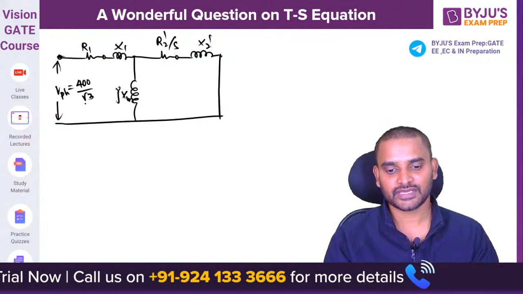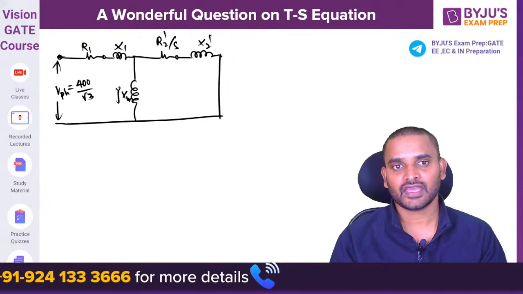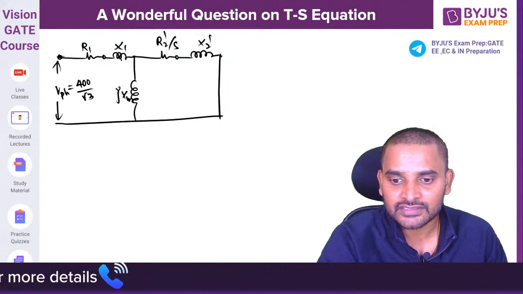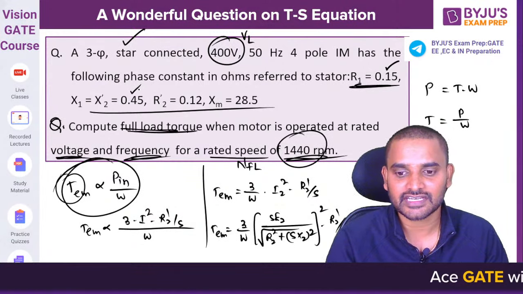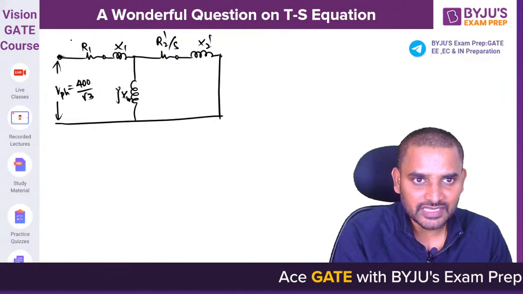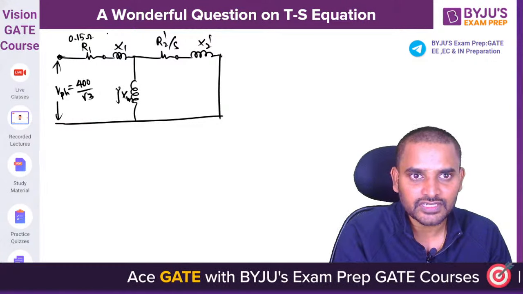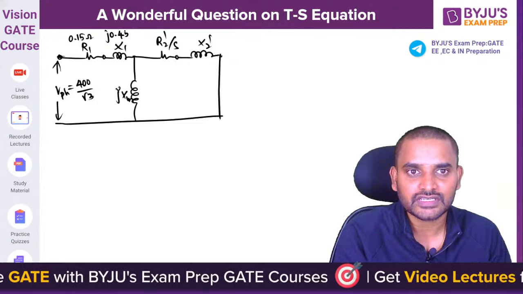Per phase voltage will be 400 by root 3. What are the values of R1, X1? R1 value is given as 0.15, X1 value is given as 0.45. So let me substitute here 0.15 ohms, J 0.45 ohms.